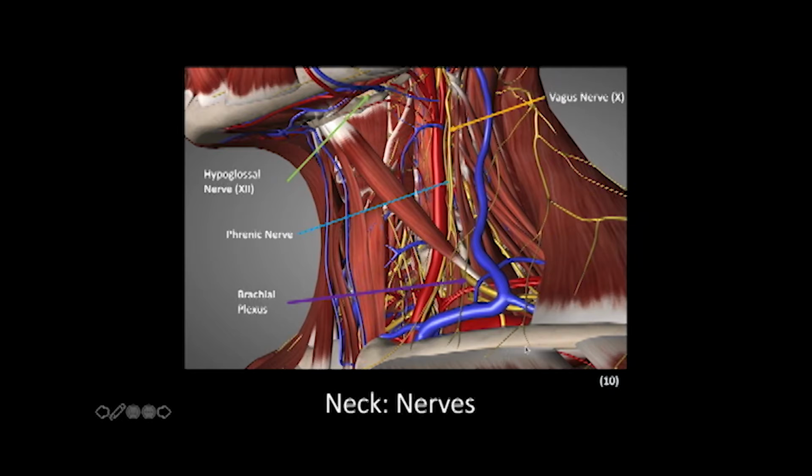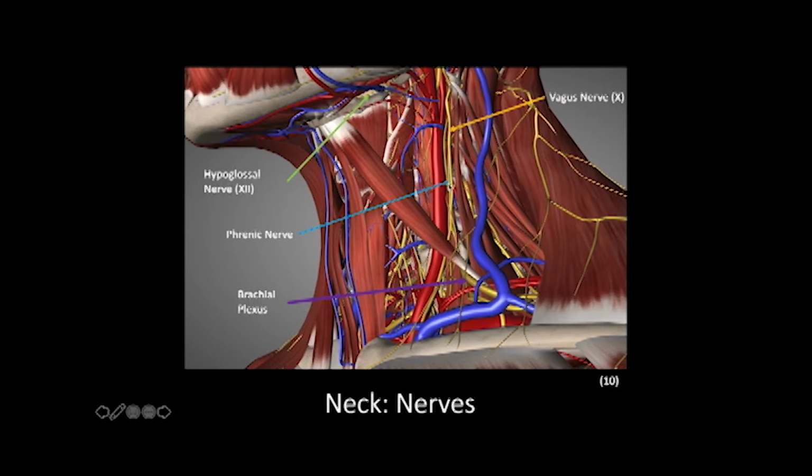Now we're going to move on to the nerves of the neck. Only 4 of them. Here's the hypoglossal nerve right up here, nerve 10. It is somatic motor innervation to the tongue muscles, which is why it's near the mylohyoid muscle, sorry. Here we have the phrenic nerve.